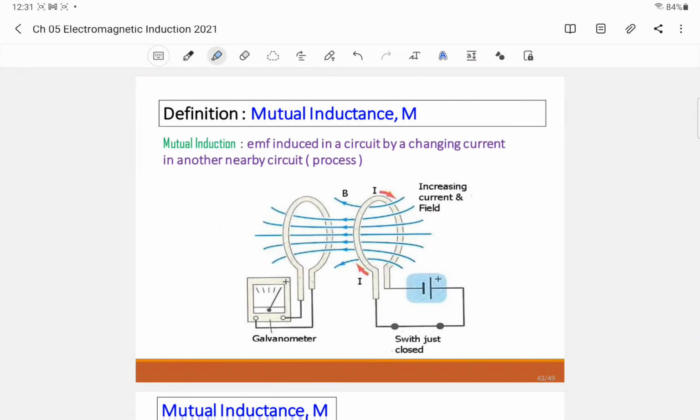M. Okay, so before we go further, kita tengok dulu what is meaning by mutual induction. Kita ada dua, mutual inductance M and mutual induction. Mutual induction is usually a process of inducing EMF in a circuit by changing current in another nearby circuit.